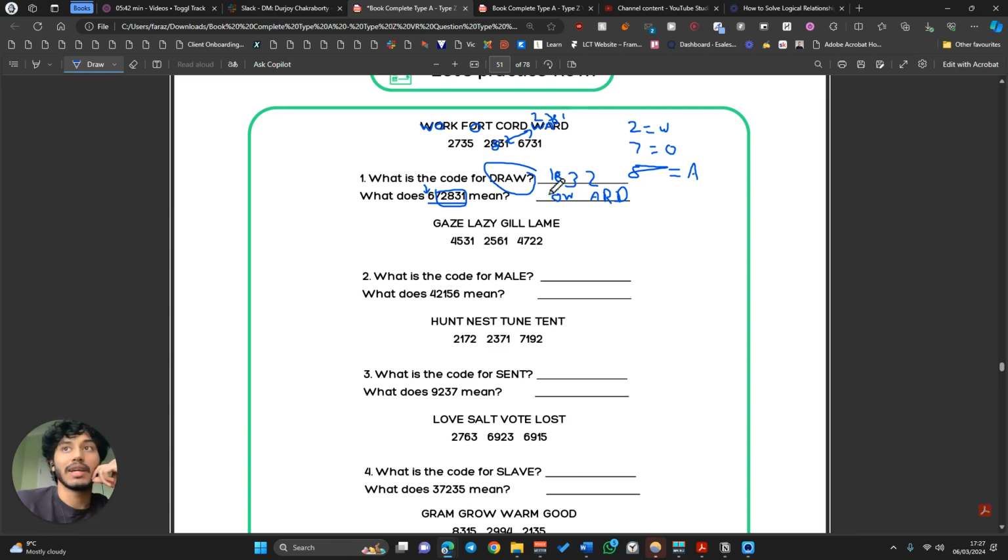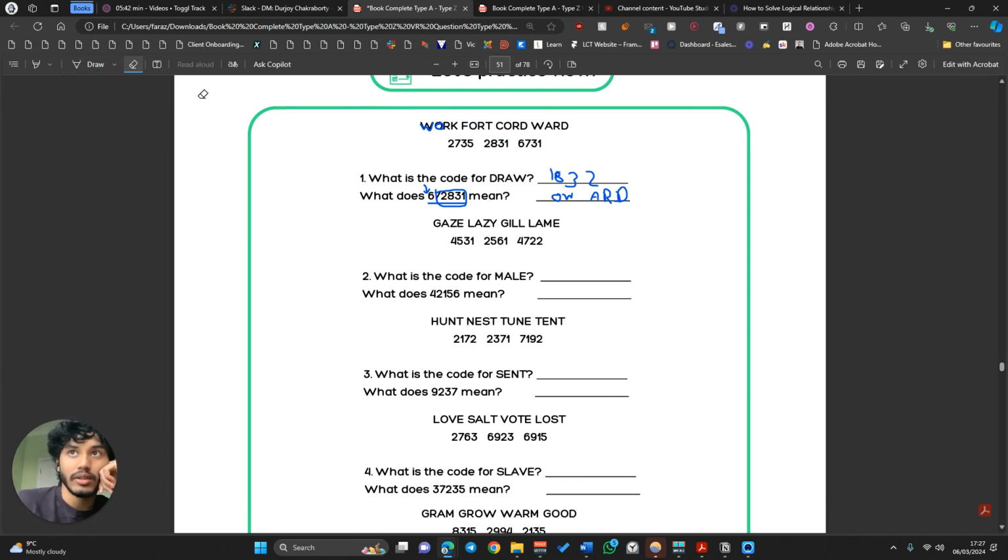I would assume something like coward would go here, because that's the only one that would make sense. So that means it will be C. But let's just have a look. Is there any way to figure out what 6 is equal to? Well, we know 7 is O, and we know 3 is R.